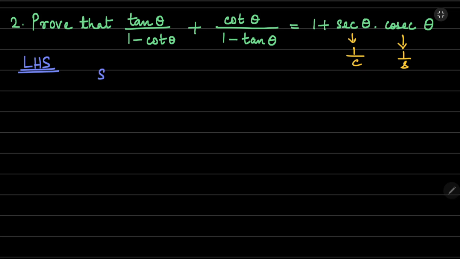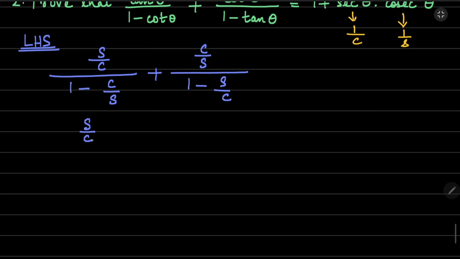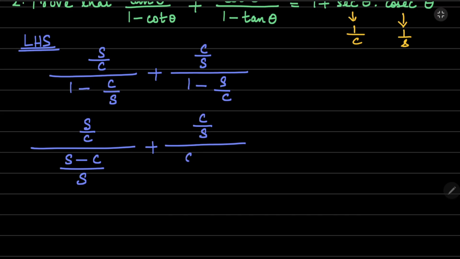Okay, so tan is nothing but sine by cos divided by 1 minus cos by sine. C is cos, S is sine, right? Plus cot is nothing but cos over sine whole divided by 1 minus sine by cos. Take the LCM in the denominator terms, so you will get the numerator is sine by cos whole divided by LCM is sine. So the numerator will be sine minus cos by sine plus again cos over sine whole divided by, what you will have is cos minus sine divided by cos.